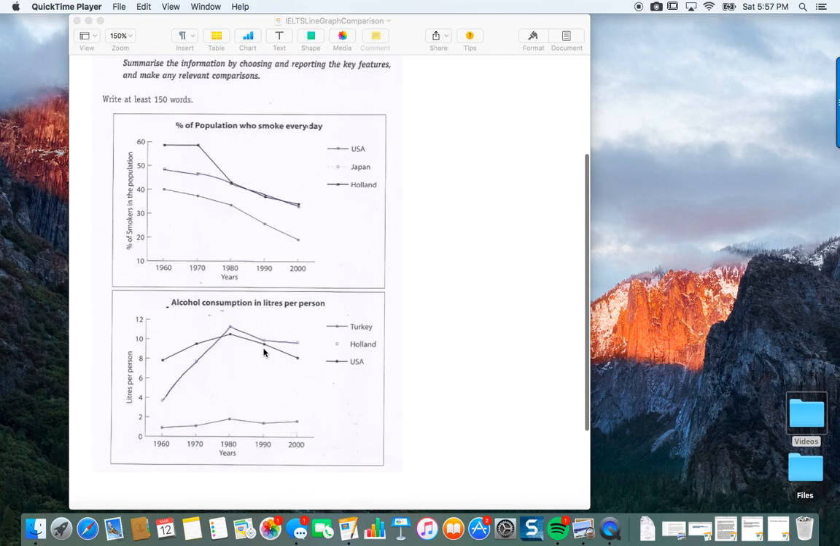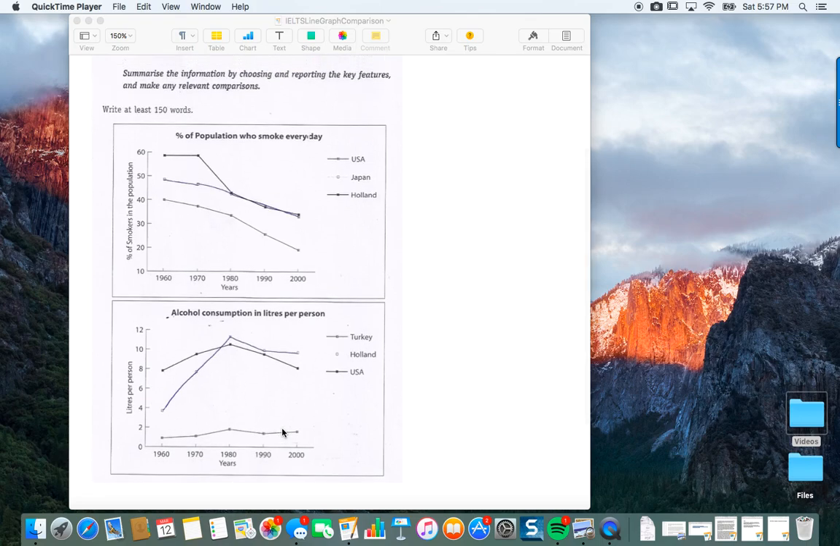You've also then got alcohol consumption. Here we've got the USA showing a very sharp increase, and this one is Holland showing that more steady increase. And finally, you've got Turkey, which doesn't change too much. Now, I'm just pointing that out because the picture may not be totally clear.